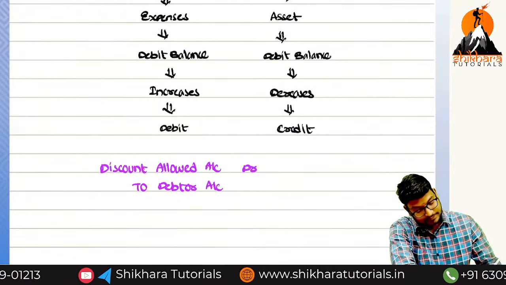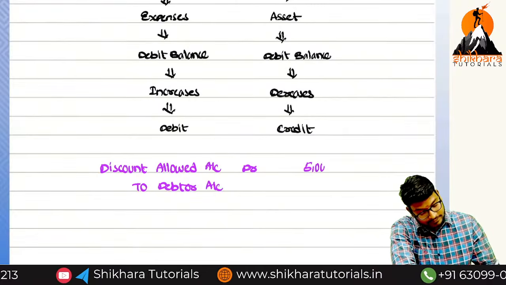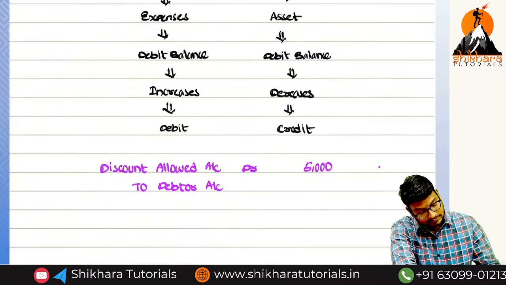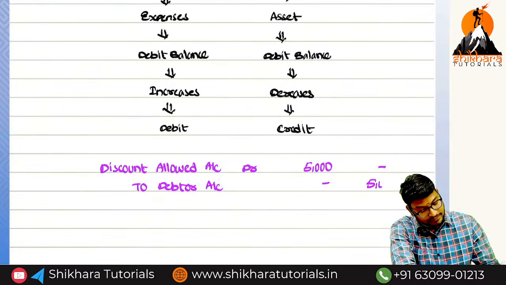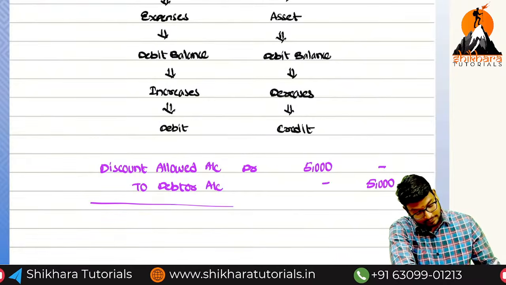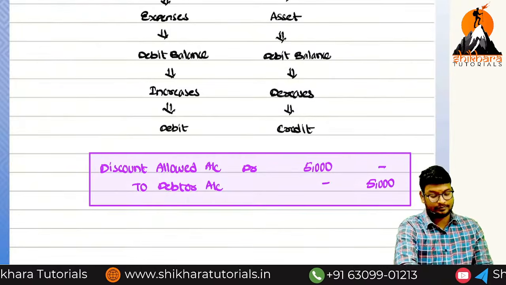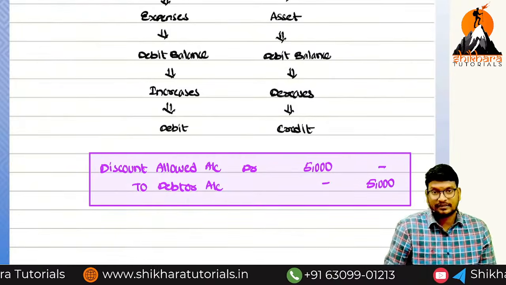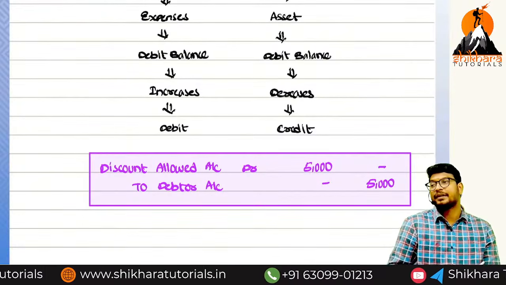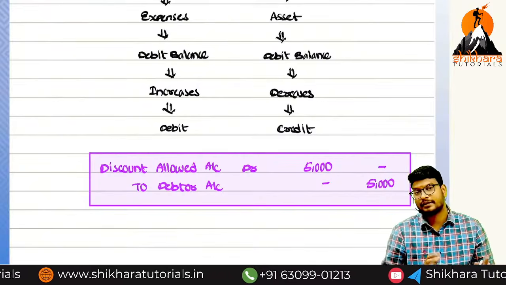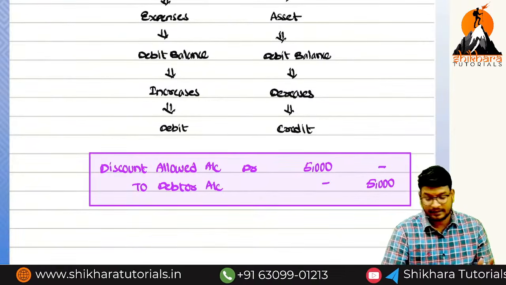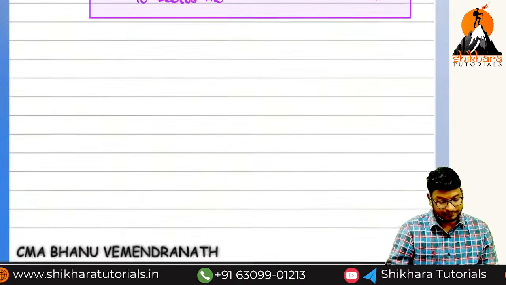How much? 5,000 and 5,000. So now we have to prepare which account? Debtor account. And once again I am repeating, for the debit balance, opening balance on which side? Debit side. Closing balance on which side? Credit side. That point I already know.